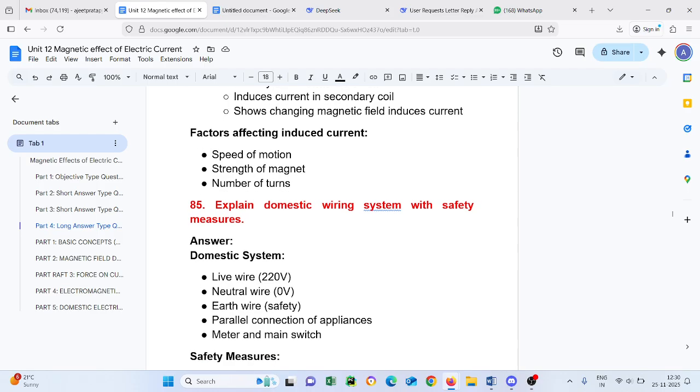Question number 85. Explain the domestic wiring system with safety measures. Domestic system: live wire 220 volt, neutral wire 0 volt, earth wire for safety, parallel connection of appliances, meter and main switch.